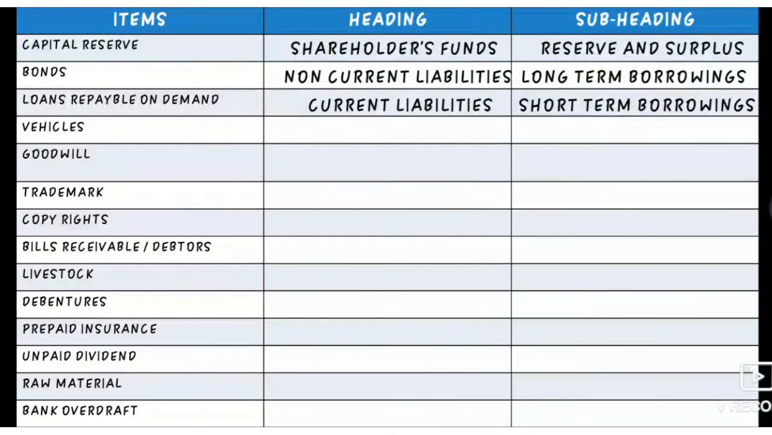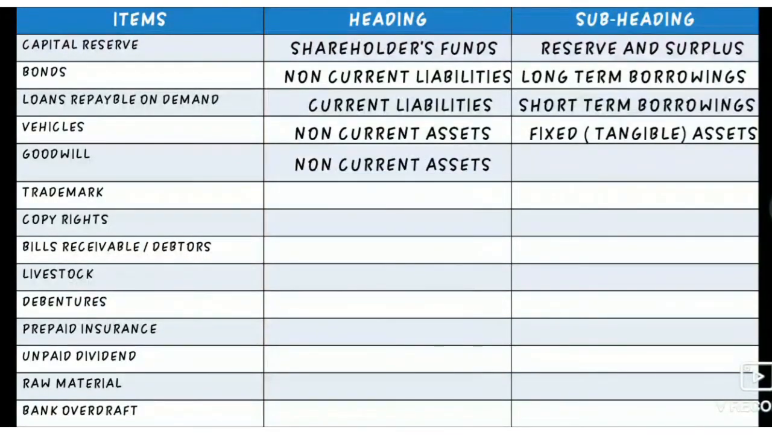Now vehicles. Vehicles are your assets, and they are for long term. If any asset is for long term, it comes under non-current assets. Because we can touch it and see it, it will be tangible asset, so fixed tangible asset will be the subheading. Goodwill is also considered as your asset, and it is also for more than 12 months. So it also comes under non-current assets, but you cannot see it or touch it, so it comes under intangible assets.